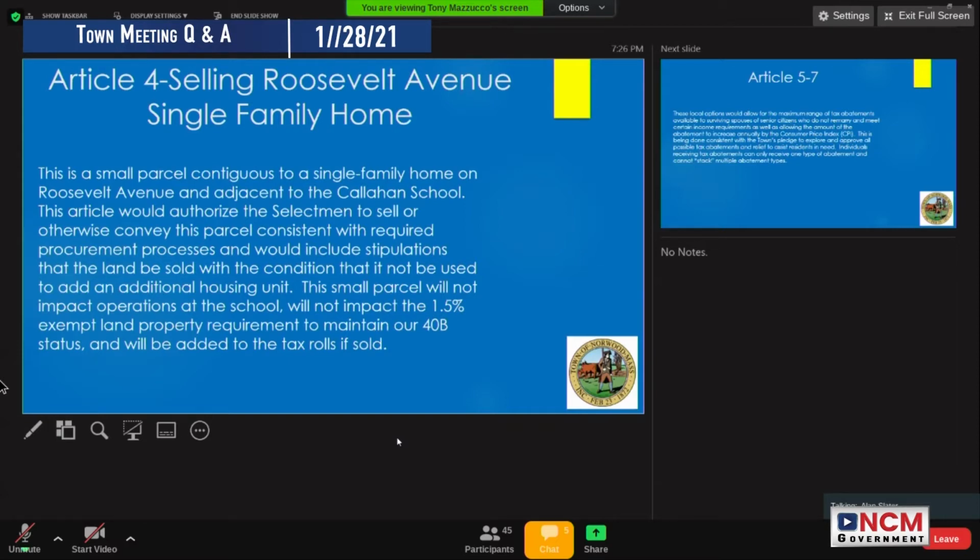Thanks, Tony. I mean, you may have answered my question in your description, but I'm not opposed to this article, but I guess, who really is going to be interested in this? Maybe other than the next door neighbor. It's a lot that's too small for another housing unit, even if you didn't have the prohibition. It's residentially zoned, so you're not going to have a commercial establishment there. So the reality is, how much interest do you really expect to see in something like this?